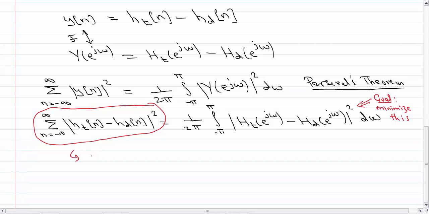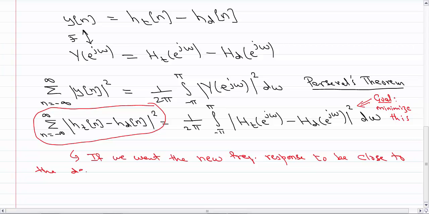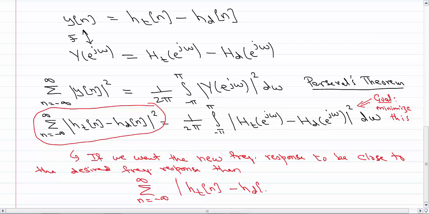So that is equivalent to, if we want the new frequency response to be close to the desired frequency response, then the equivalent statement is that the summation over n from minus infinity to infinity, my new impulse response minus my true or desired impulse response squared should be as small as possible. So this is the statement that I want to work with.